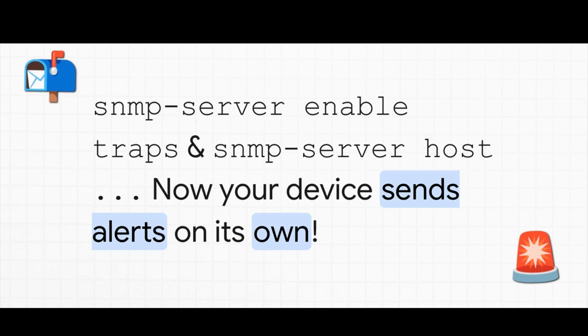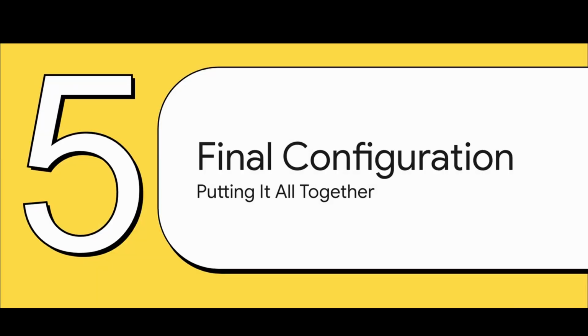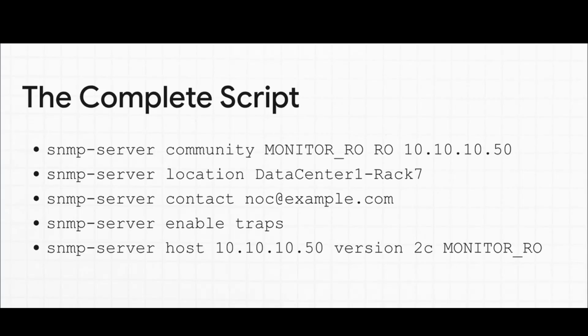All right, we've layered on security, we've added context, we've set up proactive alerts. Now, let's put all those pieces together into our final recommended configuration script. This is the big reveal. And here it is, our complete starter script. Now, this isn't just a random collection of commands, right? It's a whole strategy. We establish that read-only access, but we lock it down to our trusted server. We add that vital context for inventory and troubleshooting, and then we enable those proactive alerts to be sent to that very same server. Together, these 5 lines create a really secure, informative, and responsive monitoring baseline.